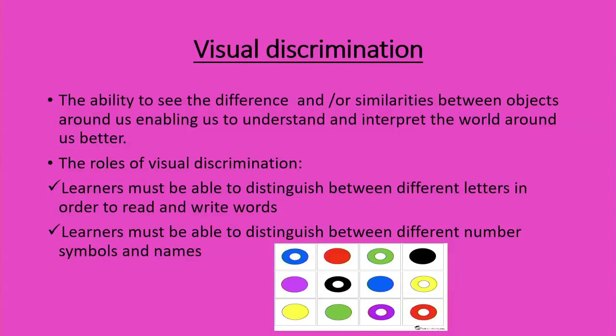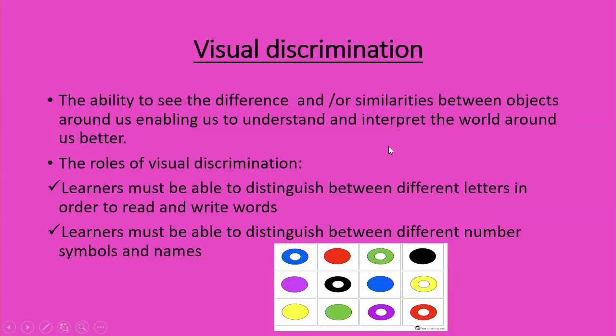Right, when it comes to visual discrimination, what is visual discrimination? It is the ability to see differences and similarities between objects around us, to understand and interpret the world around us better. So, the people that see the differences and similarities.